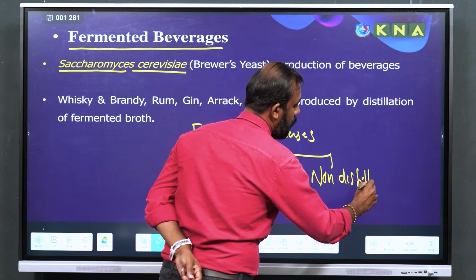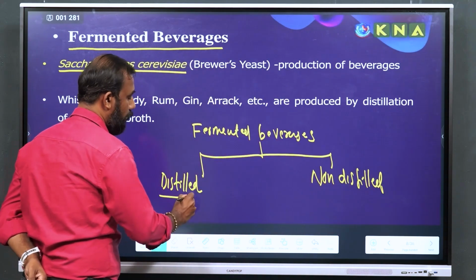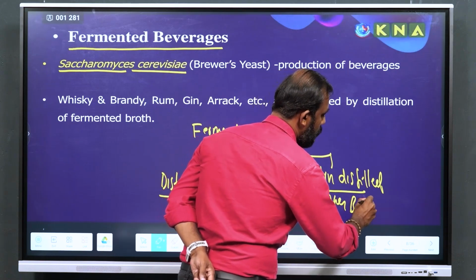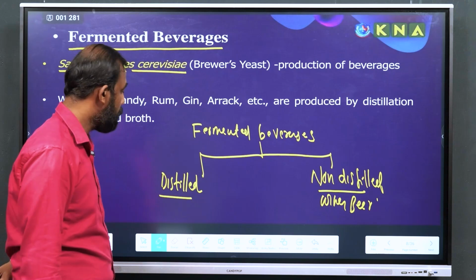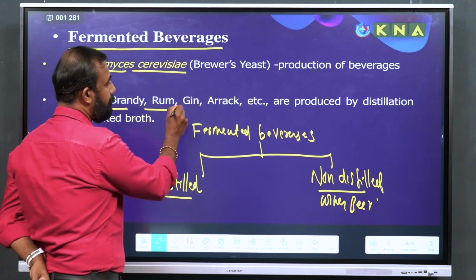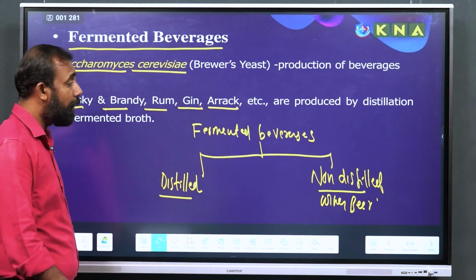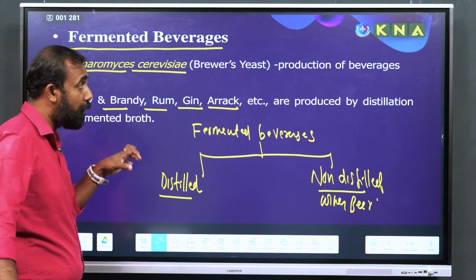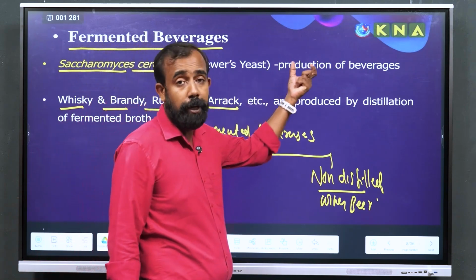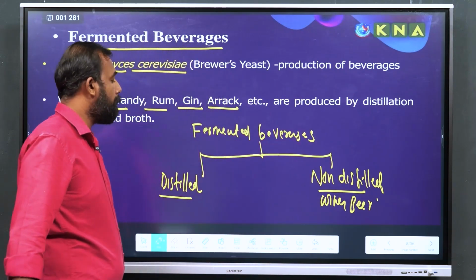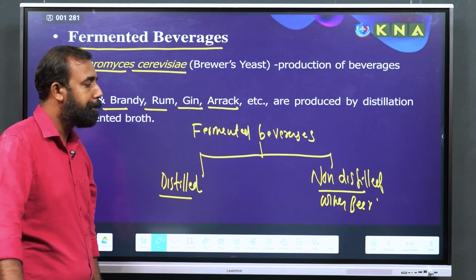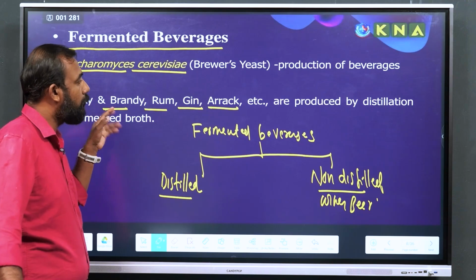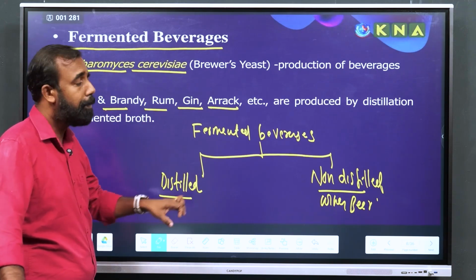Examples for non-distilled are wine and beer. Whiskey, brandy, rum, gin, arak, all these are examples for distilled fermented beverages. So Saccharomyces cerevisiae, also called brewer's yeast, is used for the production of fermented beverages. There are two types, distilled and non-distilled. Wine and beer are examples for non-distilled beverages, and whiskey, brandy, scotch, rum, gin are examples for distilled beverages.